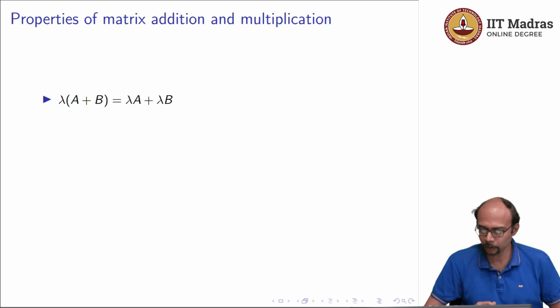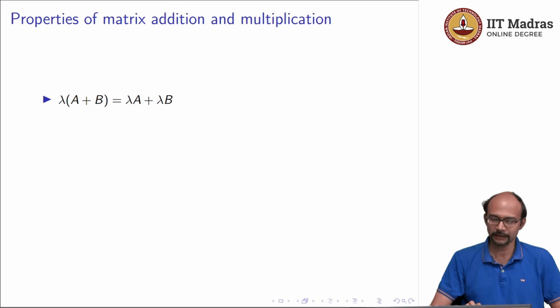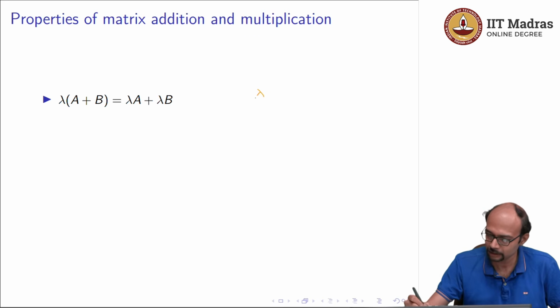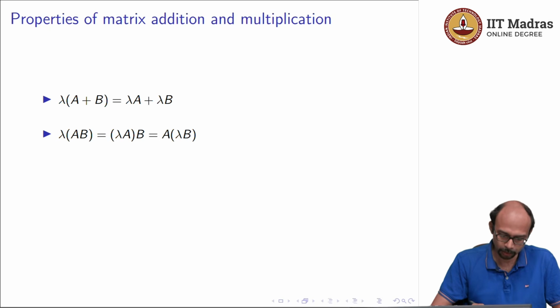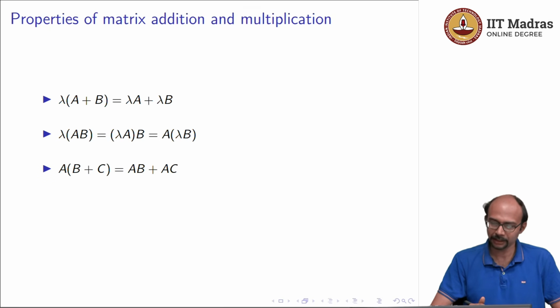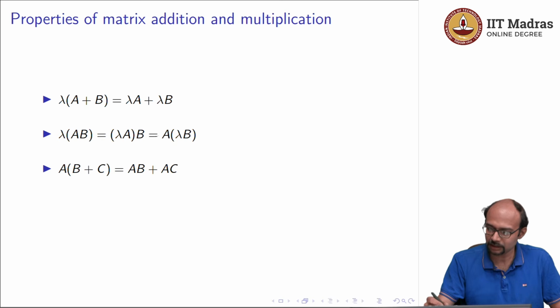Okay, and then some more properties. If we have scalar multiplication, remember, lambda times A plus B is the same as lambda times A plus lambda times B. Lambda is a real number, a scalar. Similarly, if you do lambda times AB, then you can first do lambda times A and then multiply that by B, and there will be no problems. It will be the same matrix. In fact, you can shift that lambda inside. So scalars can be shifted inside.